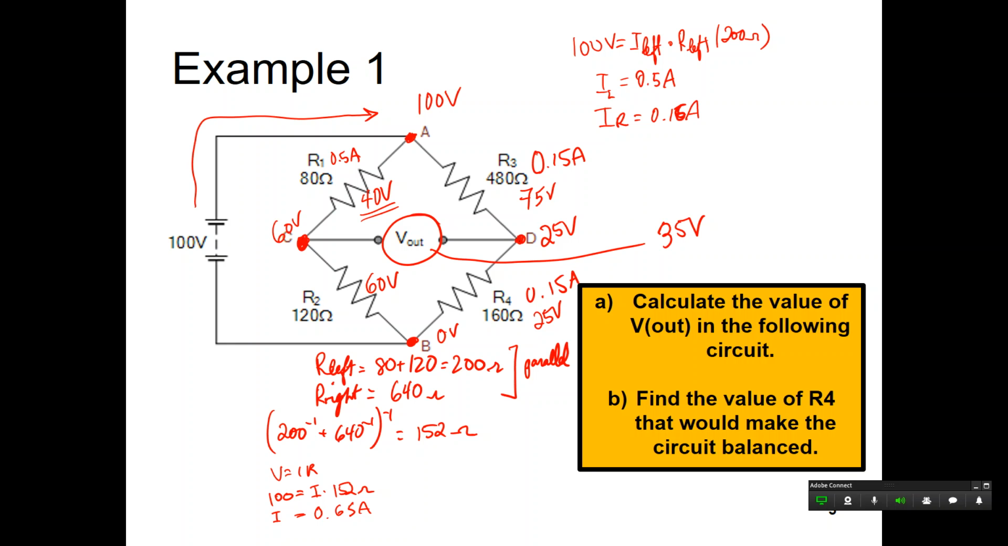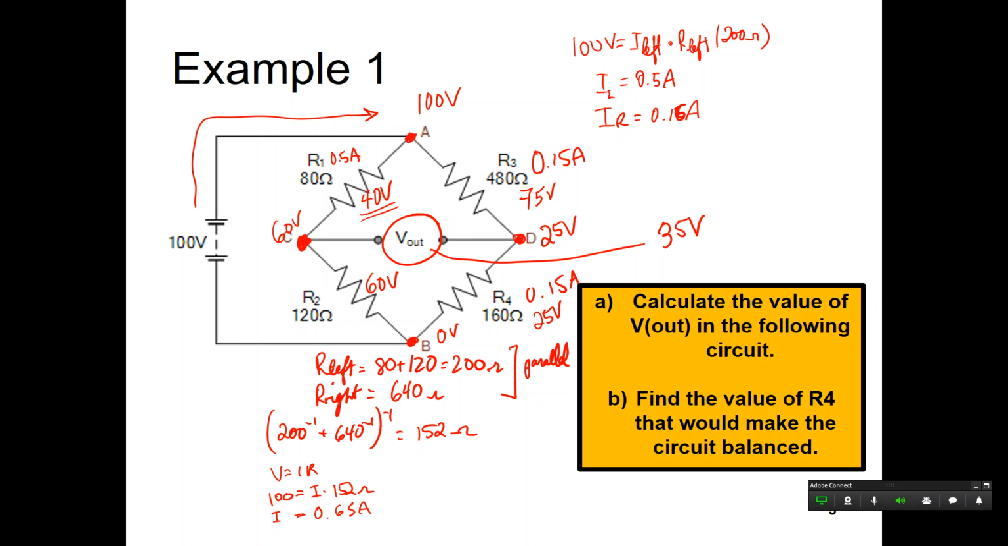Any questions on that? Yeah, Elizabeth. V out, it doesn't really matter what the out stands for. It's just what it's connected to. In this case, it's connected to C and D. So it's basically measuring the potential difference between C and D. Yeah. Okay.